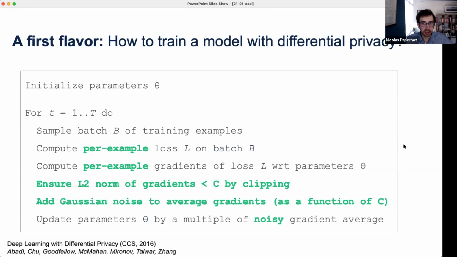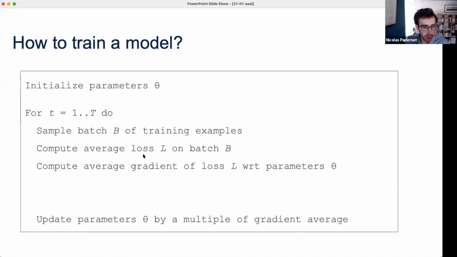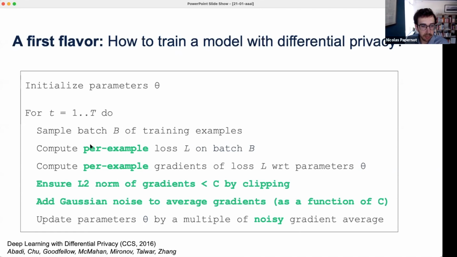If we want to do this with differential privacy, so some of my colleagues introduced this approach, which is differentially private stochastic gradient descent. We're going to make two minor changes to the way that we perform gradient descent. The first change that we're going to do is we're going to clip the gradients, and we're going to compute these gradients on a per example basis. So you can see here that before I was computing the average loss and the average gradient. Now I'm computing the per example loss and the per example gradient.